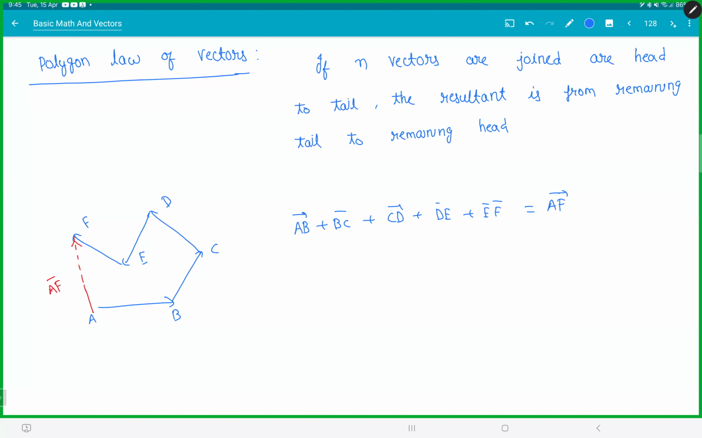That's it. So polygon law is nothing but an extension of a triangle law. In triangle law, we have three vectors. You can take n vectors and actually do the same story. Is that clear, everyone? Clear? Let's say a question based on this.